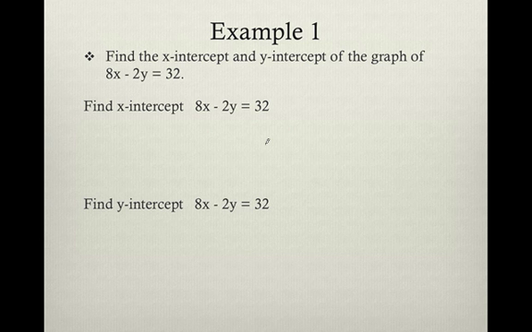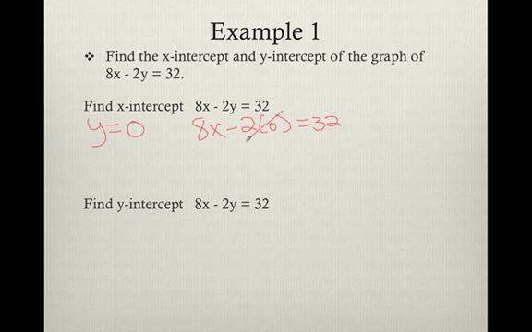To find the x-intercept, it's very simple. I'm just going to let y equal 0, because remember, an x-intercept is where the graph is going to cross the x-axis. When you cross the x-axis, the y value is 0. So, instead of a y, I'm going to replace it with a 0. And now I'm going to solve this equation.